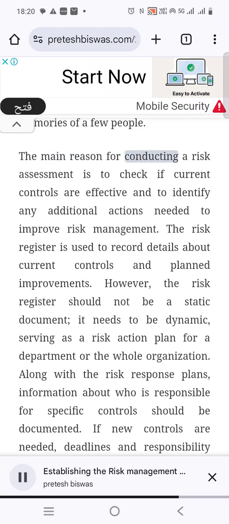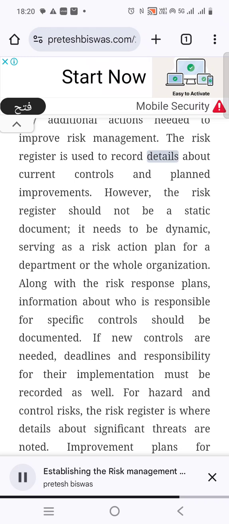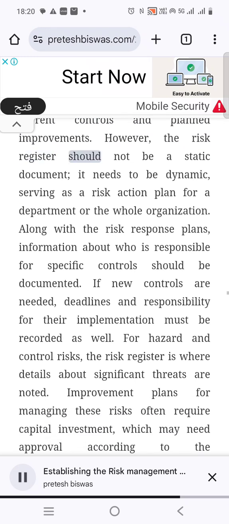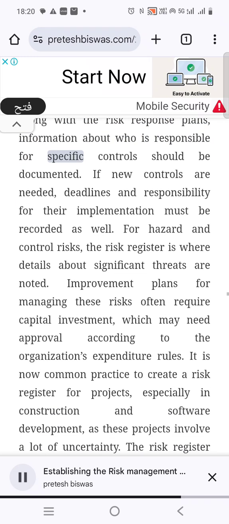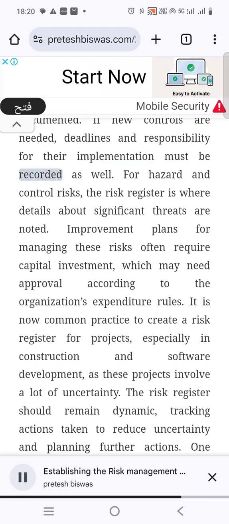The main reason for conducting a risk assessment is to check if current controls are effective and to identify any additional actions needed to improve risk management. The risk register is used to record details about current controls and planned improvements. However, the risk register should not be a static document. It needs to be dynamic, serving as a risk action plan for a department or the whole organization. Along with the risk response plans, information about who is responsible for specific controls should be documented. If new controls are needed, deadlines and responsibility for their implementation must be recorded as well.